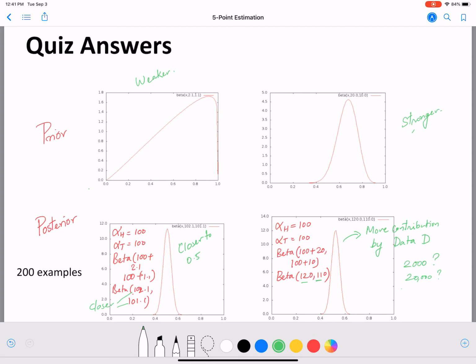So it would no longer be a strong prior if we have 20,000 data points. But it still has some effect on 100 data points, because there is a difference here which is noticeable.